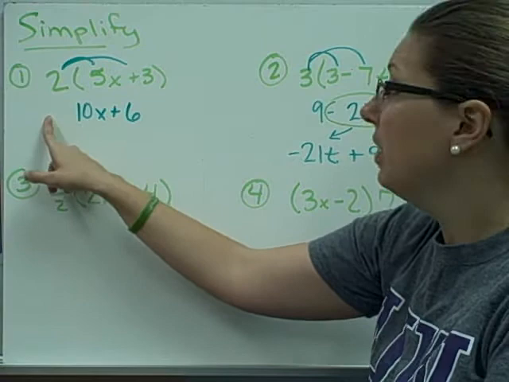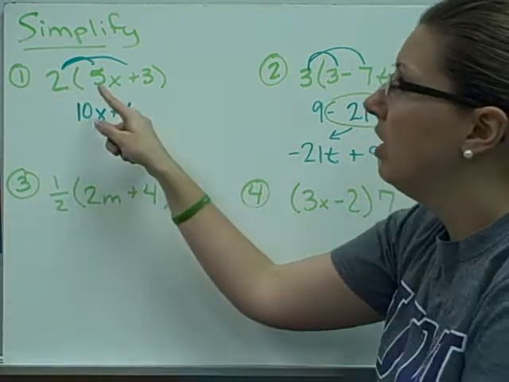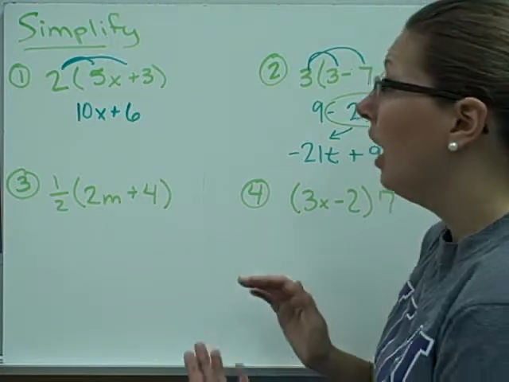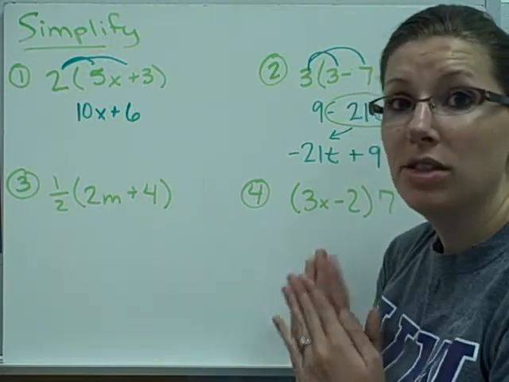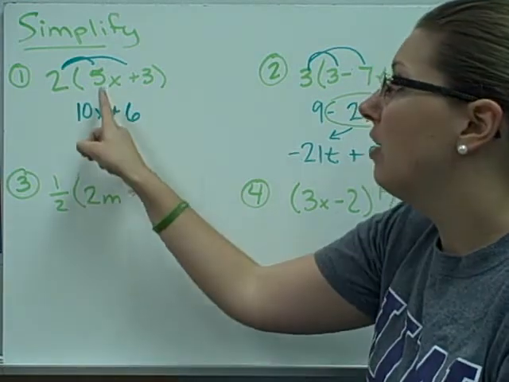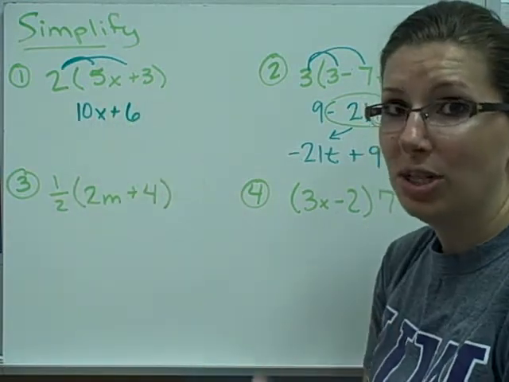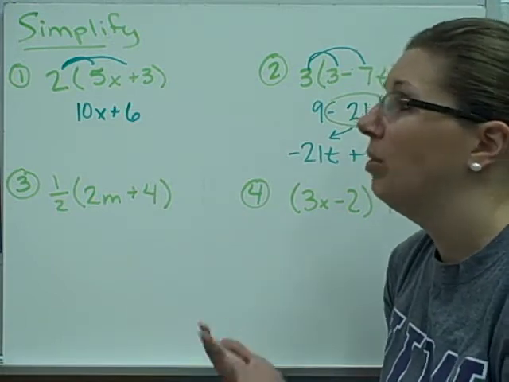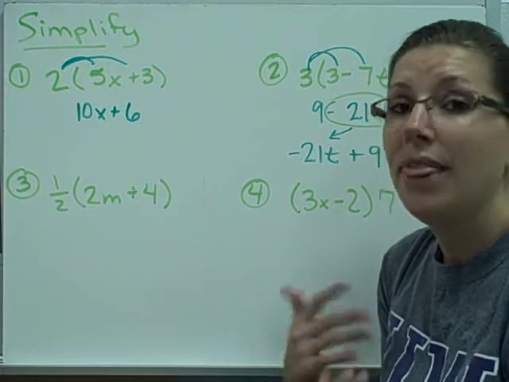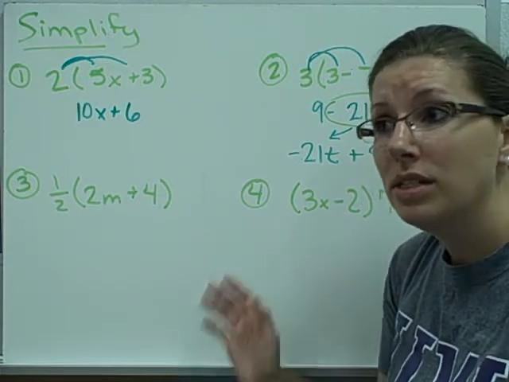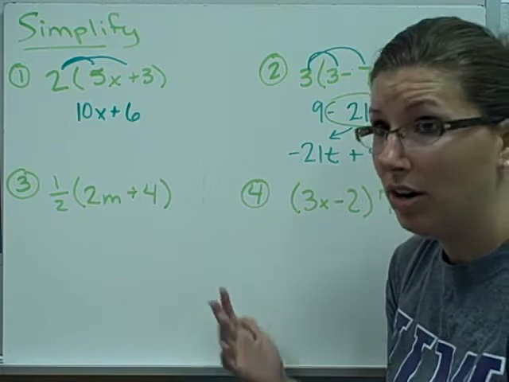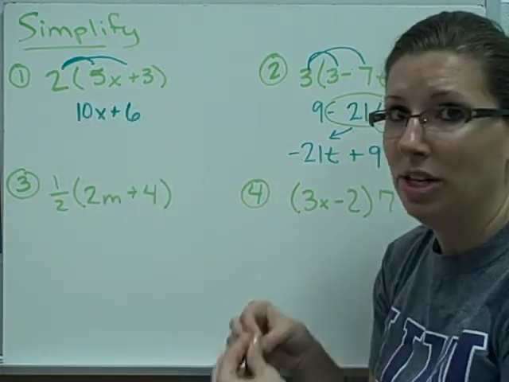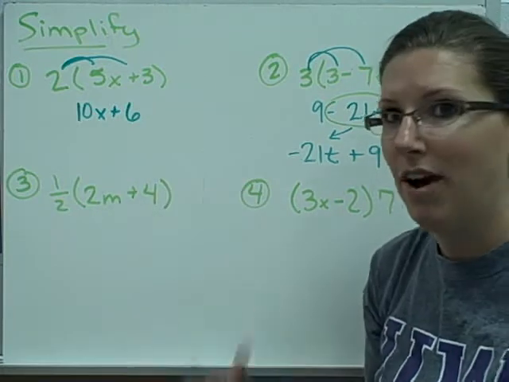So example 1, I have 2 times the quantity of 5x plus 3. In real life, in a real scenario, if I could add 5x plus 3, I would. But you see how 5x and 3 are not like terms, so I'm not allowed to combine them. In other scenarios, we would normally just put them together, but we can't. That's why we use the distributive property, to continue and simplify our problem if we're stuck and can't combine terms. Distributing helps us simplify.